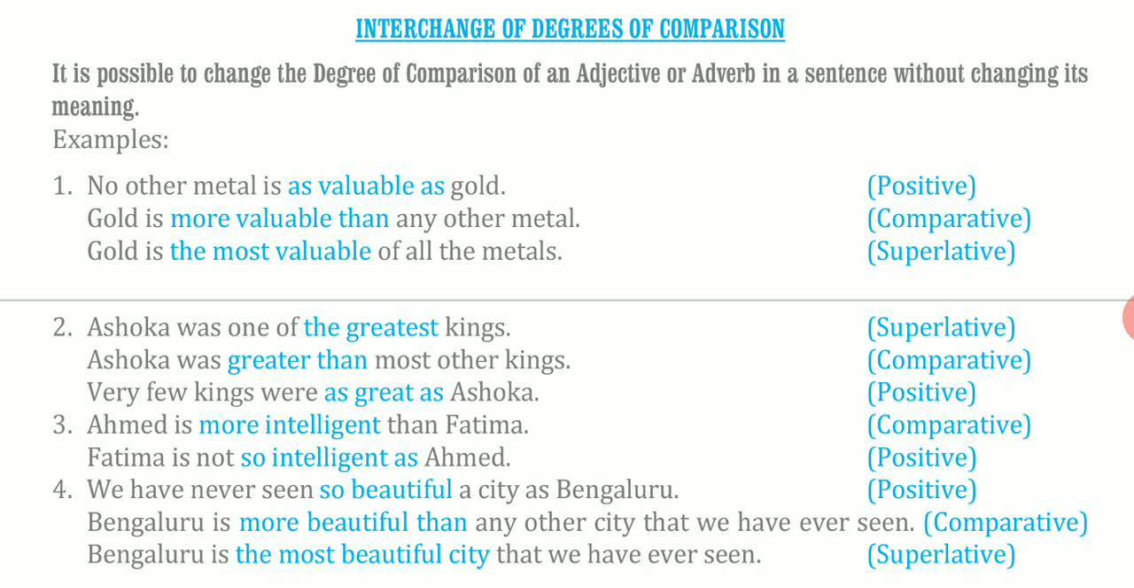Intelligent means positive degree. We have never seen so beautiful a city as Bengaluru. Beautiful means positive degree. Bengaluru is more beautiful than any other city that we have ever seen. More and than have been used here. That's why that is comparative degree. Bengaluru is the most beautiful city that we have ever seen. Here, the most becomes superlative degree.